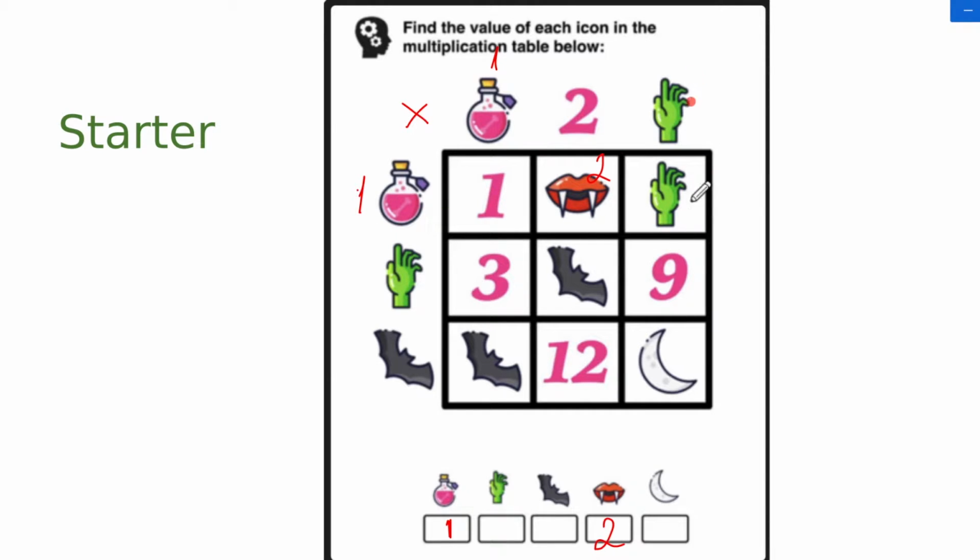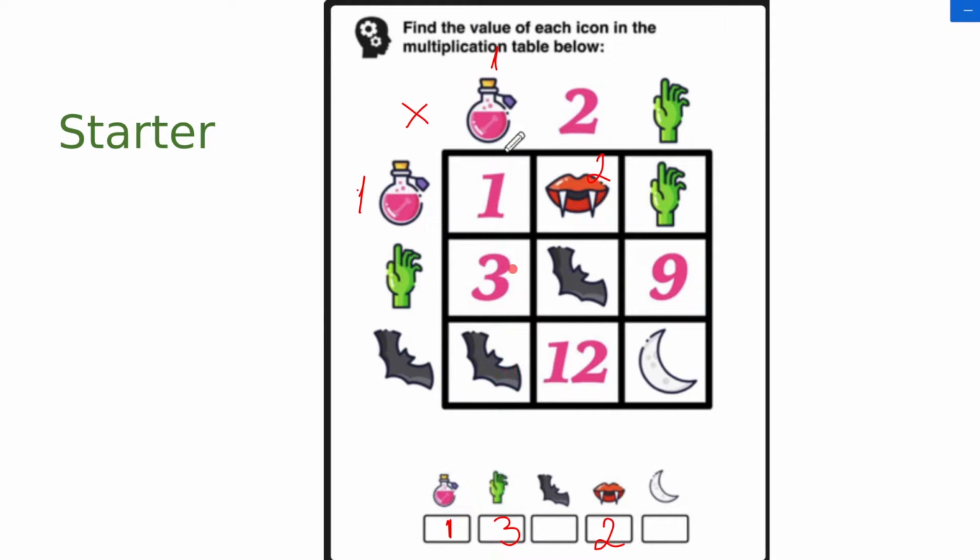So this doesn't actually help us. It doesn't tell us anything we don't know. So let's just look here. Maybe we can figure something out like that. A bottle times the hand gives you 3. So it means that the hand should be 3. That's the only number. Yeah? This can only be 3.